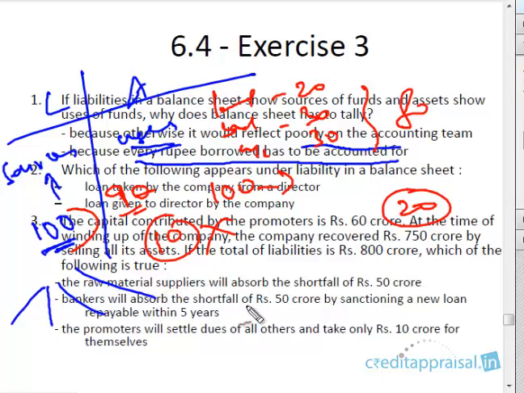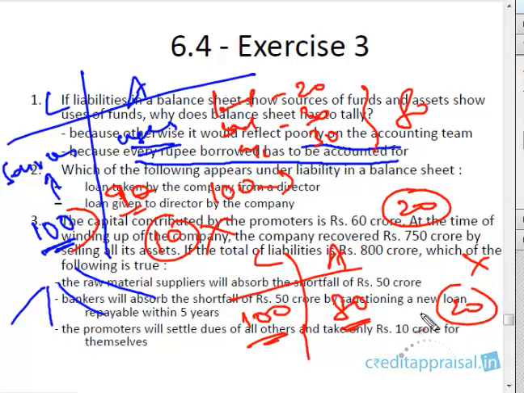You can't say, in my balance sheet, I will raise 100 lakhs, but I will show only 80, and the rest 20, don't ask me, that is a secret. No, you can't do that. The balance sheet should tally because for every rupee which you have raised on the liability side, say for example 100 lakhs, you have to tell what you did with that 100 lakhs. That is what the asset side tells.